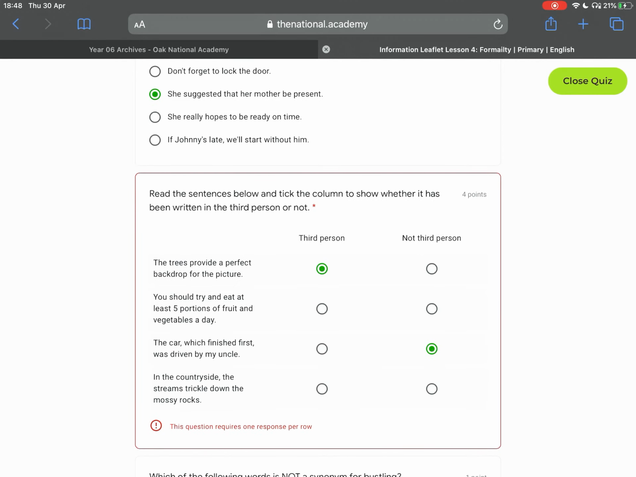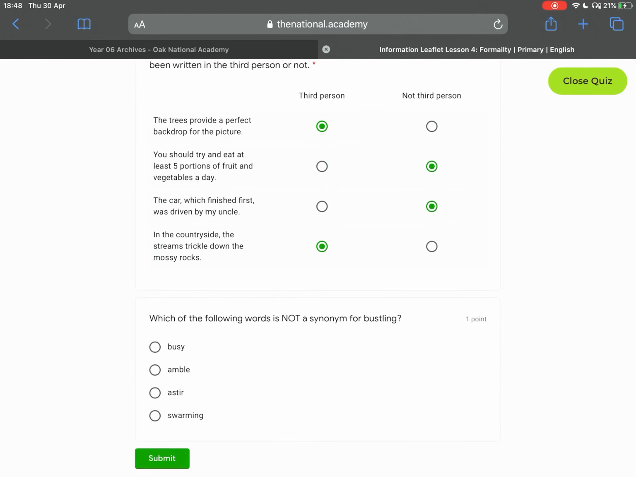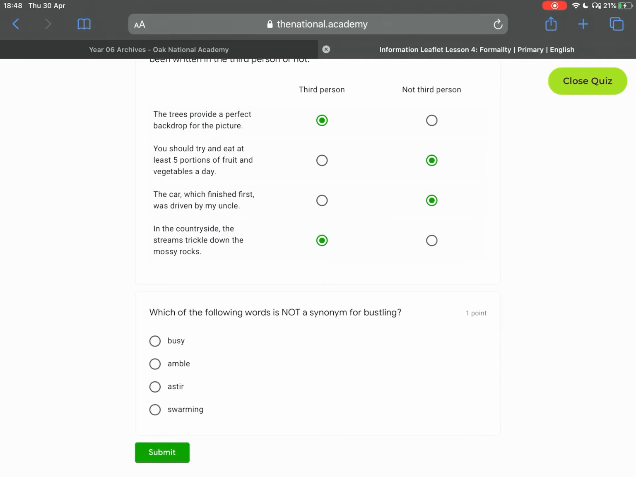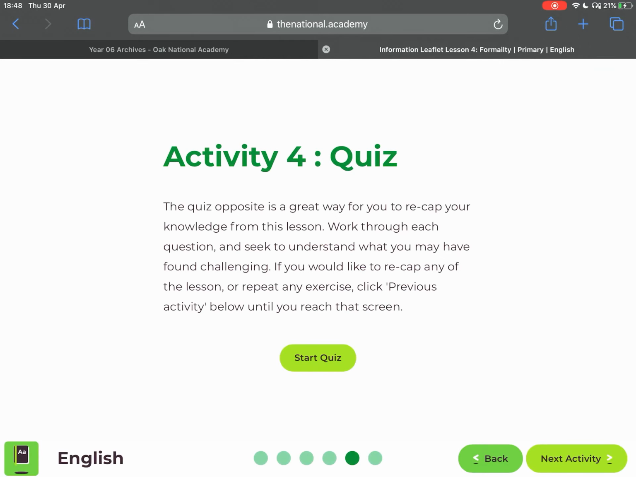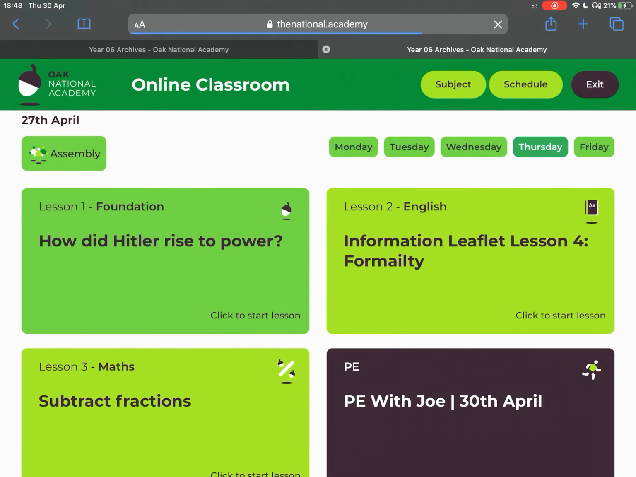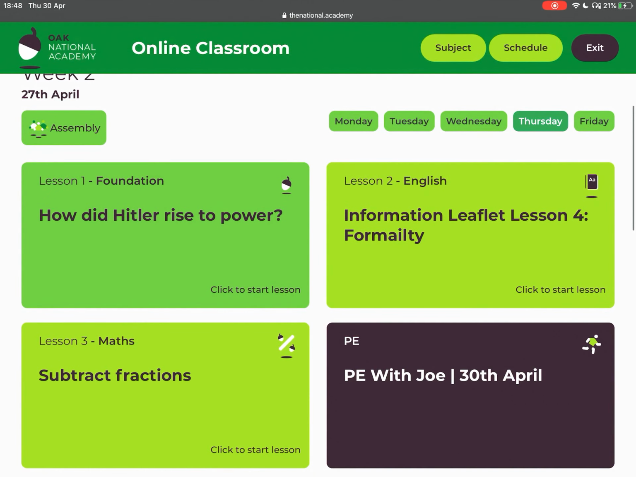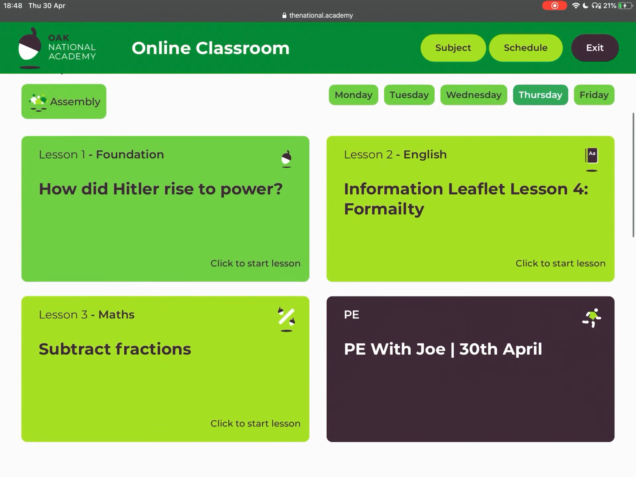In the countryside, the streams trickle down the mossy rocks. And this one, you should try and eat at least 5 portions of fruit. I believe that would be not third person. Which of the following words is not a synonym for bustling? That would be amble. So after you've done that, you've completed English, and you've just got one more lesson, which is maths.